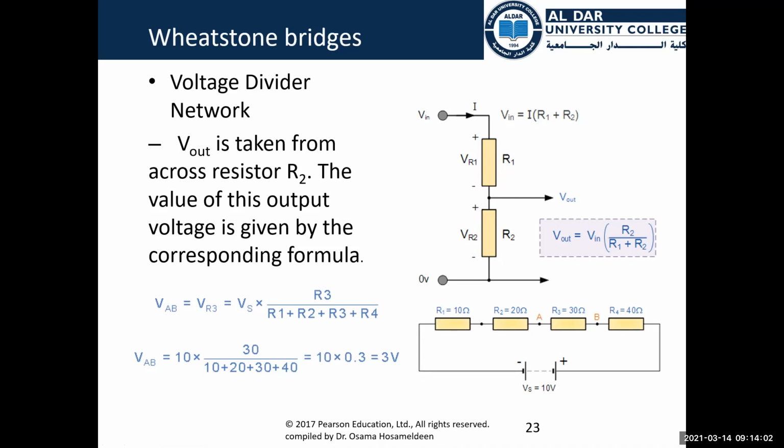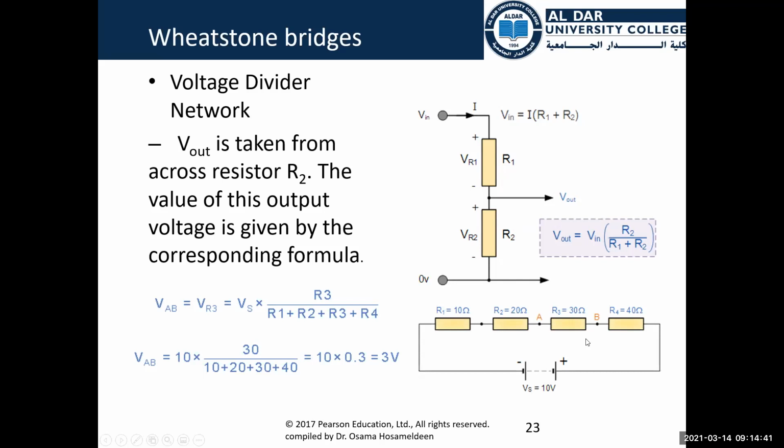Does anybody know the idea behind how to calculate the voltage drop on AB, the voltage difference between A and B? You tell me the idea. We have here the voltage source with 10 volts, and we want to know the voltage on AB. How to calculate it? Okay, nobody knows.